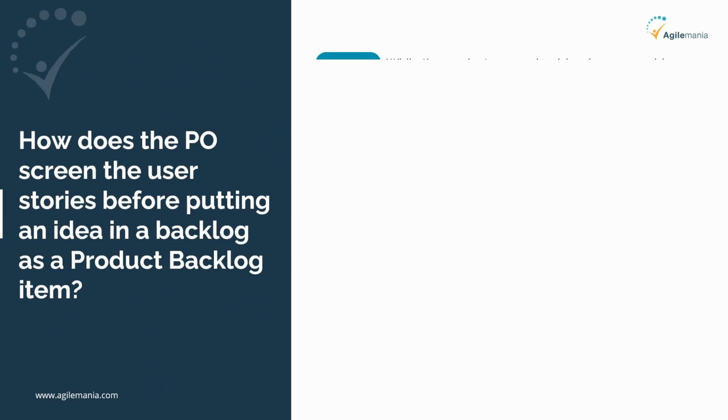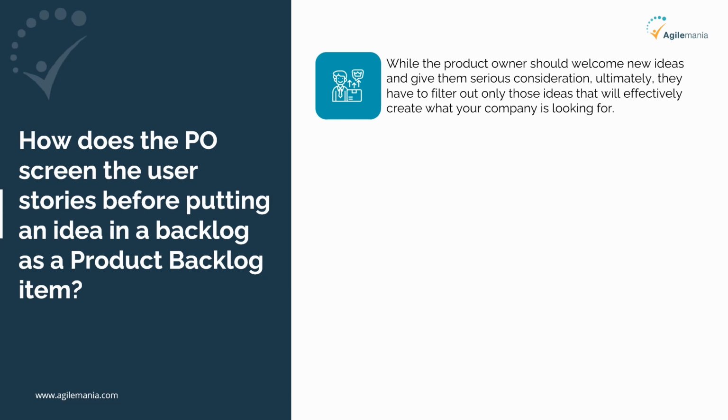How does the PO screen the user stories before putting an idea in a backlog as a product backlog item? While the product owner should welcome new ideas and give them serious consideration, ultimately, they have to filter out only those ideas that will effectively create what your company is looking for.